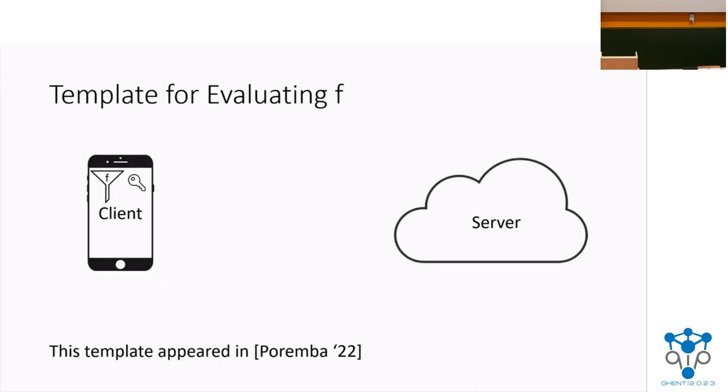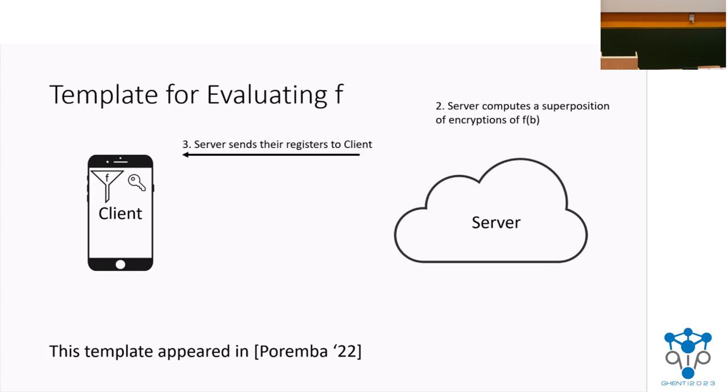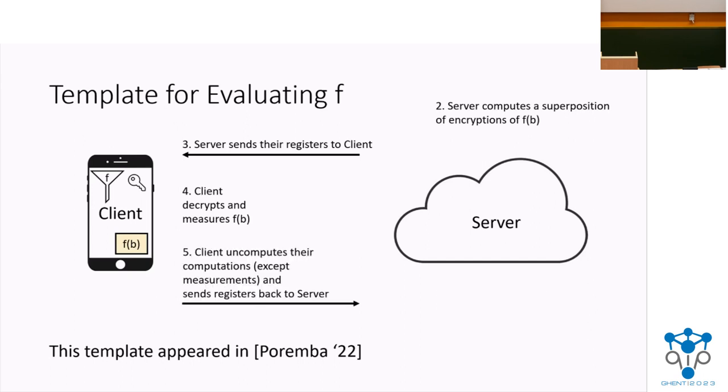The next challenge is, once the server has computed an encryption of f of b, how does the client actually receive that value? To do this, we'll follow a template that originally appeared in Paremba 22. So first, the server computes their encryption of f of b. They send their registers to the client. The client will use their secret key to decrypt the output register in superposition, and then they'll make a single measurement, which is measuring the value of f of b. Finally, both parties uncompute their computations to whatever extent is possible.